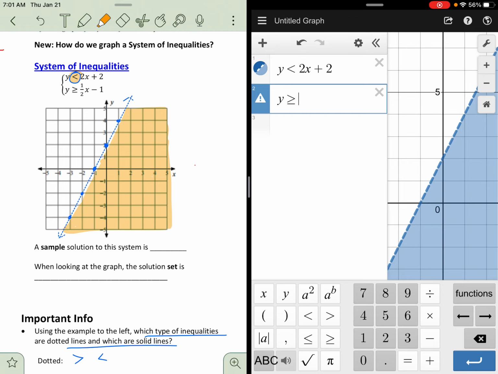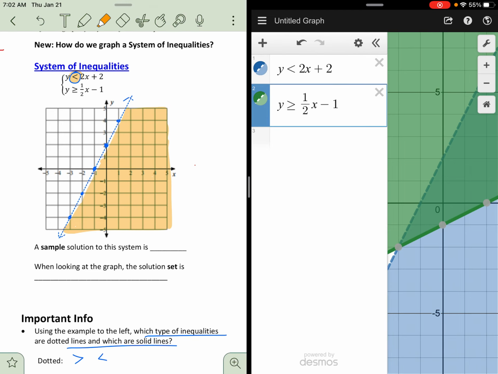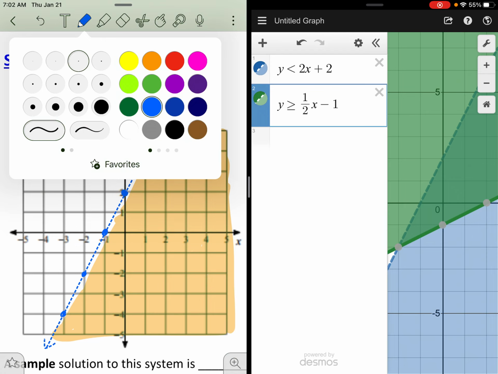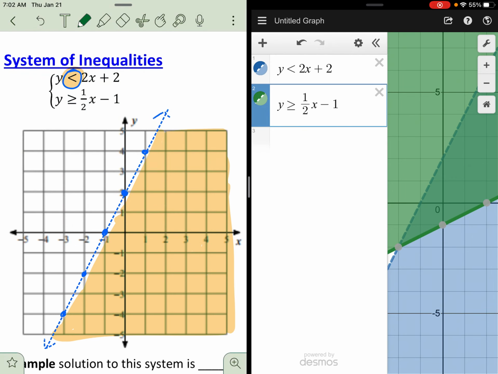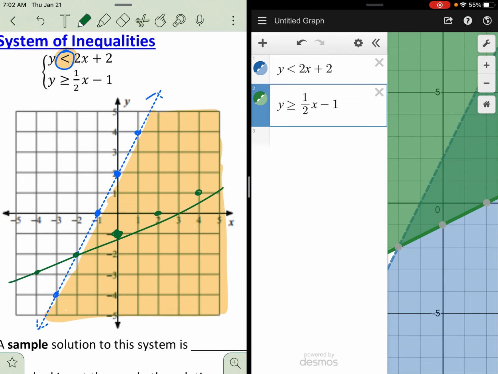Okay, so let's type in our second one. What should our second one look like? y is greater than or equal to 1 divided by 2 x minus 1. Oh, so it's a solid line and it's shaded above, right? Okay, so we go down to where it is. We can use green, that's fine, to -1. Go up 1 over 2, just like the other graph. Okay, and this one's a solid line.